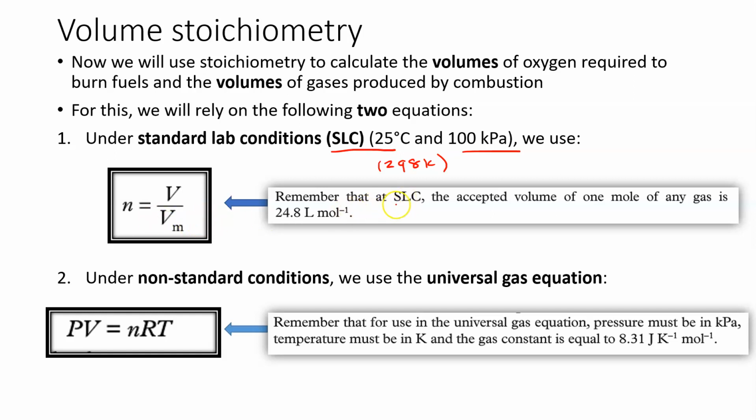Under those conditions of SLC, the molar volume of a gas, i.e. 1 mole of gas, will occupy 24.8 litres. So we can determine the number of mole we have by taking the volume present and dividing by the volume for 1 mole, which gives us this equation here. For non-standard conditions, i.e. for a specific instant in time where the pressure may be different or the temperature may be different, we're going to use PV equals nRT. And our pressure must be in kilopascals, temperature in Kelvin, and we're going to use the value of the gas constant as 8.31 joules per Kelvin per mole. All of these, remember, are in your data booklet.